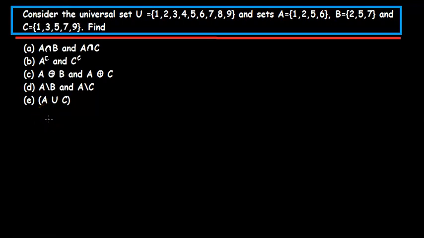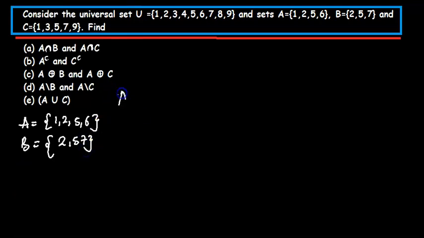How can we solve this problem? When we say A intersection of B, this is simply the intersection of A and B, which includes elements common to both A and B. What is our A? The elements of A are 1, 2, 5 and 6. The elements of B are simply 2, 5 and 7. And here we are asked to find A intersection of B, which is unknown. A intersection of B is simply going to be 2 and 5.